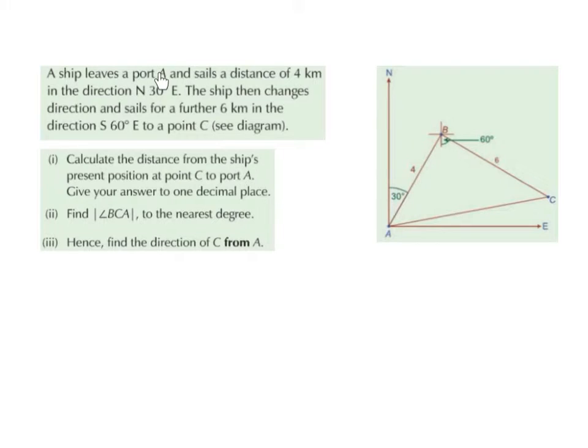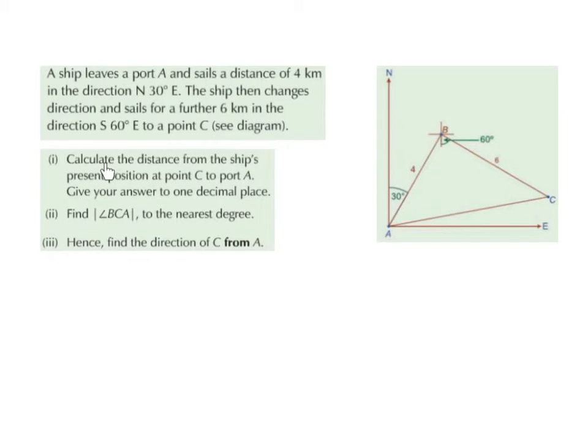So a ship leaves a port A and sails a distance of 4 kilometers in the direction of north 30 degrees east. The ship then changes direction and sails a further 6 kilometers in the direction south 60 degrees east to a point C. So the ship starts at point A, it travels 4 kilometers to point B, then changes direction and travels 6 kilometers to point C.